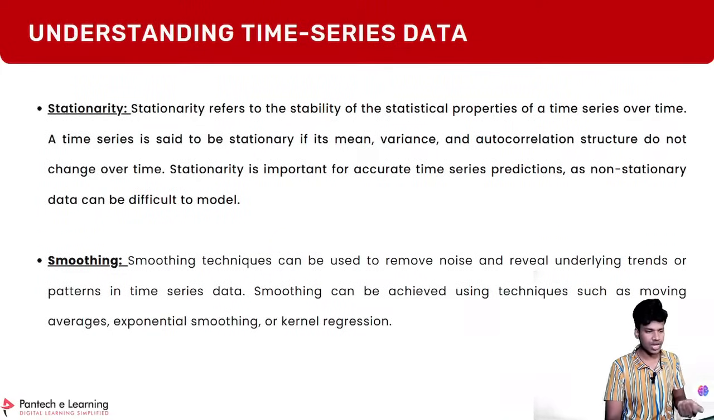Now, stationarity and the smoothing techniques. Stationarity refers to the stability of the statistical properties of a time series over time. A time series is said to be stationary if its mean, variance, and autocorrelation structure do not change over time. Stationarity is important for accurate time series prediction, as non-stationary data can be difficult to model.